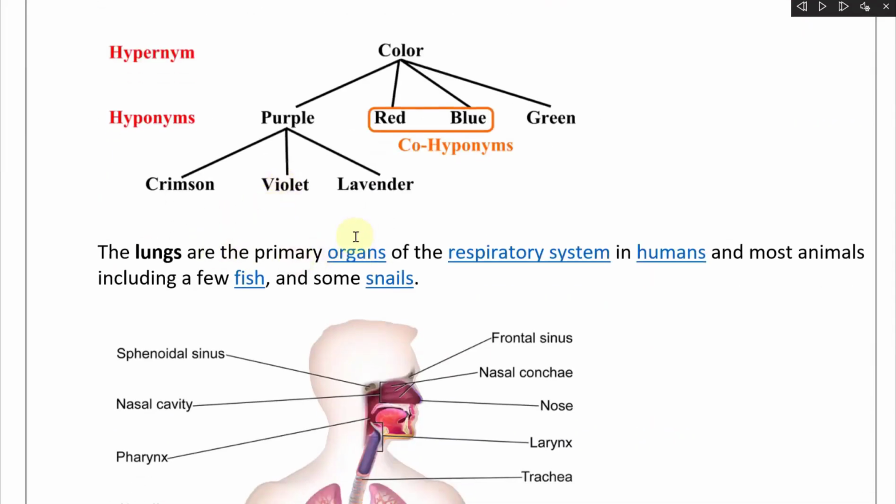So the lungs are the primary organs of the respiratory system.